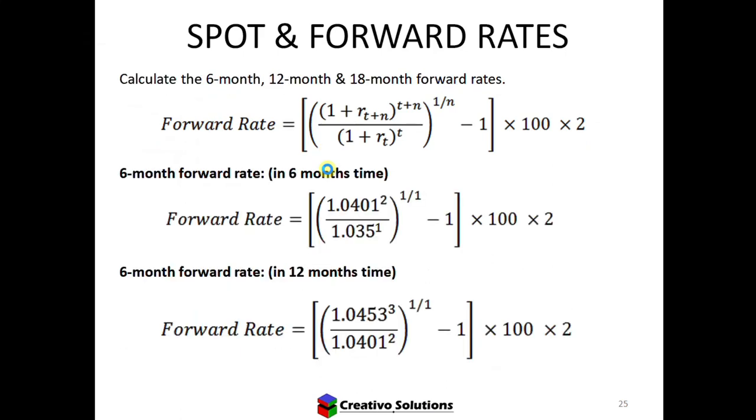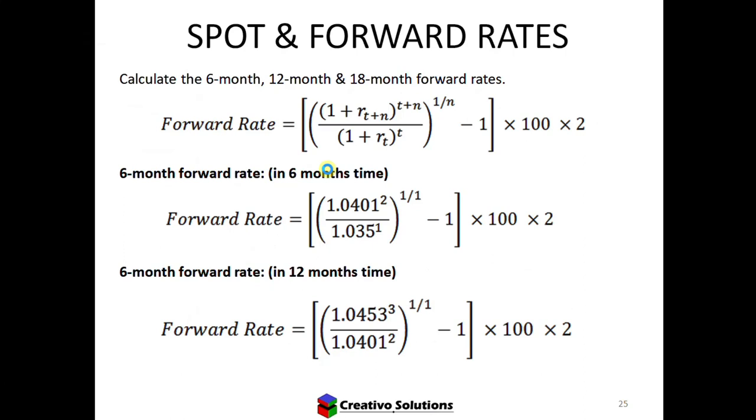So all I have to do is literally plug in the values. It's basically your longer term rate over your shorter term rate. So if I'm looking for the 6-month forward in 6 months' time, I'm going to be taking the later amount, the 12-month rate, which was 4.01, and I'm going to be dividing that by the 3.5, and that's going to give me an answer.